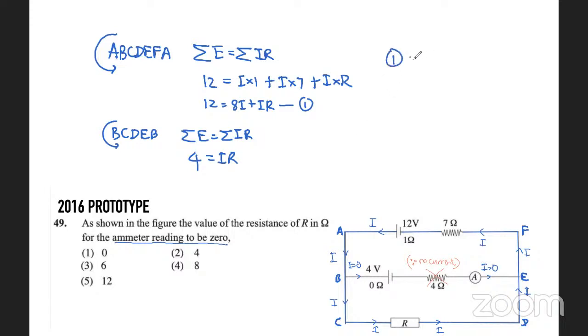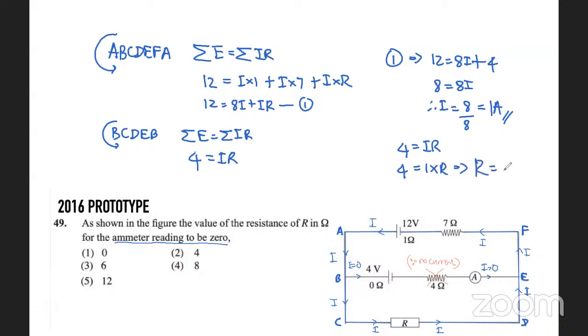If I consider the first equation now, 12 is equal to 8I plus, instead of IR, you can put 4. So 8 is equal to 8I, therefore I is equal to 8 over 8. What is the final answer, people? 1 ampere. I is 1 ampere. And we know 4 is equal to IR, so 4 is equal to 1 into R. Therefore, the final answer for R is 4 ohm. Hence, the answer for this question is the second one. Can I see raise of hands if you understood this?